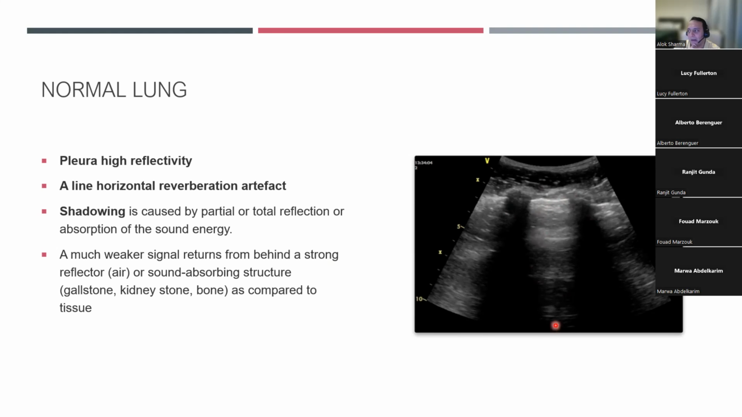But normal lung has ribs with acoustic shadows, a highly reflective pleura, and A lines as horizontal artifact, which basically reflects good aeration, followed by these areas of dropout, which we call acoustic shadows, and the pleura moves. This is essentially normal aerated lung.